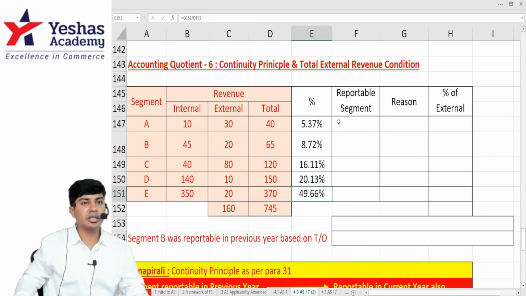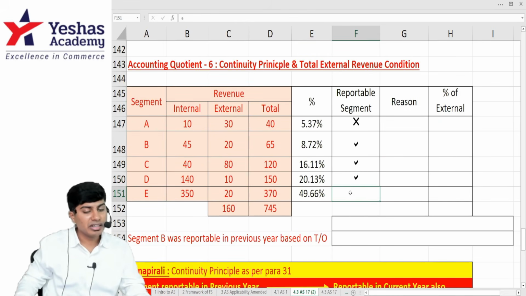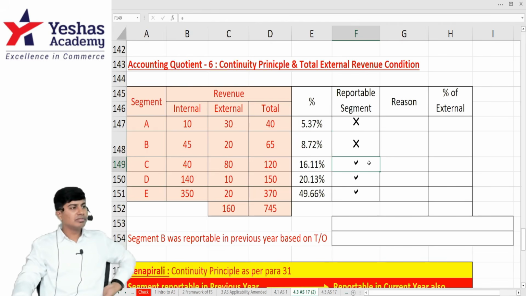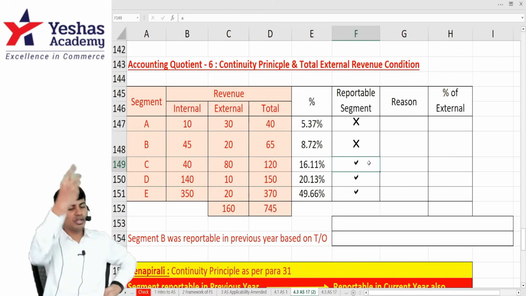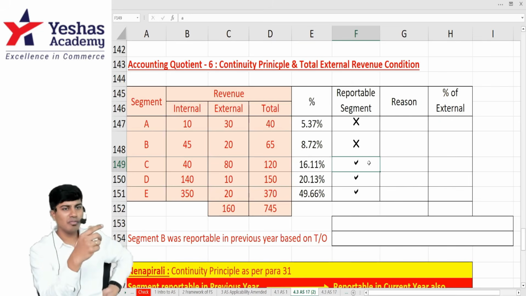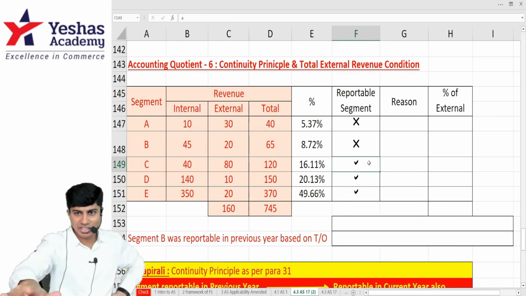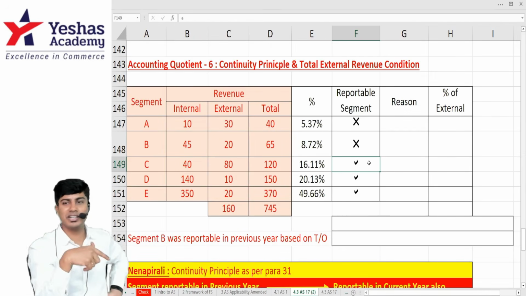Segment A, not reportable. Segment B, not reportable. Segment C, reportable. Segment D, reportable. Segment E, reportable. Do you understand this, Yadu? Oh, segment B is not reportable. Why? 8.72 is less than 10. Welcome to Accounting Standard 17's new rule called the continuity principle. What is this new rule? We saw the turnover condition. We saw the result condition. We saw the asset condition. Recently, we also read the 75% condition.